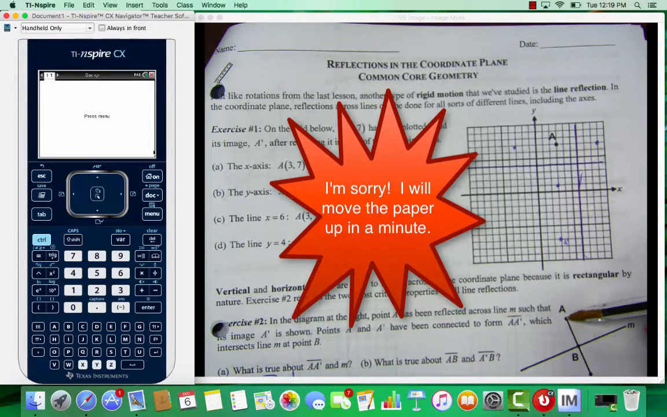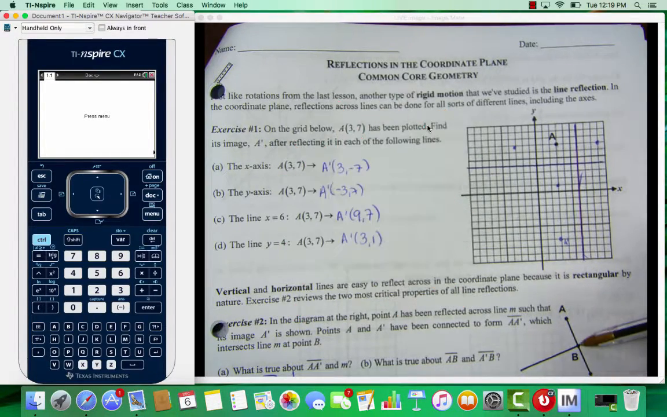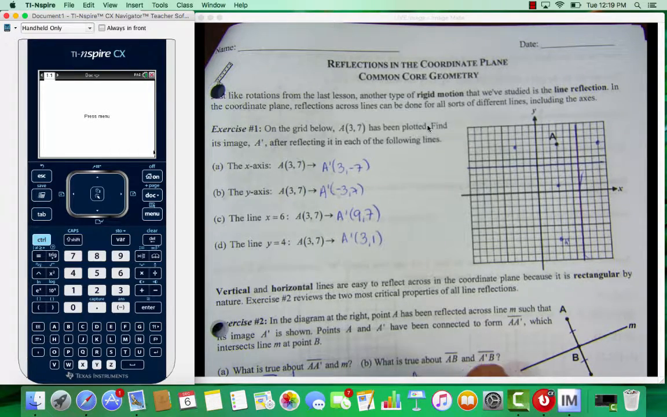And then what is true about AB and A prime B? We learned that those two segments are going to be congruent. So AB is going to be congruent to A prime B. And so we learned that M is the perpendicular bisector of that segment that connects an image to its pre-image. We can use these facts to find coordinates for reflections over the line y equals x and y equals negative x, but first of all, let's make sure that we know where those lines are.